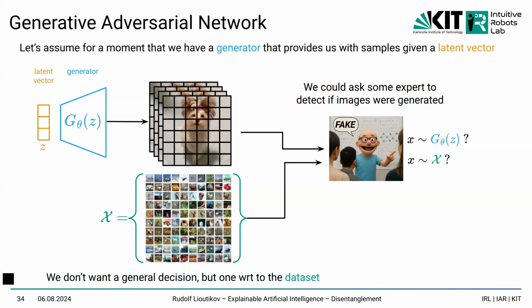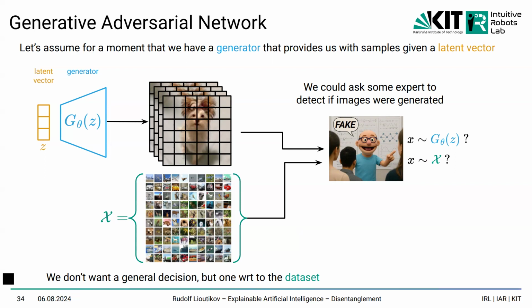Like you give me two X's in random order and I'm supposed to tell you which one is from the data set and which one isn't. If I get a 50-50 chance, so 50% of the time I'm correct, that basically means I'm random. That means it's as good as it gets.